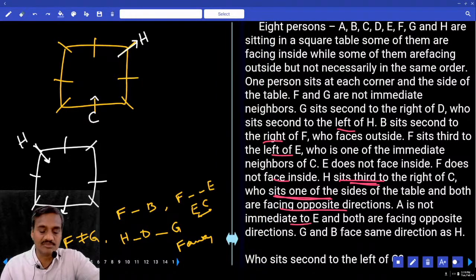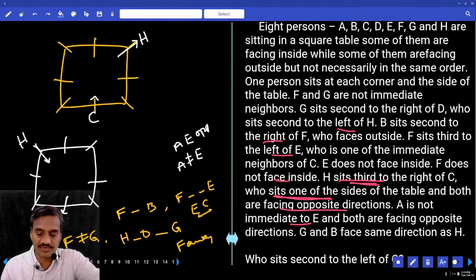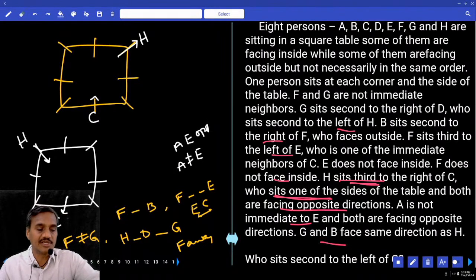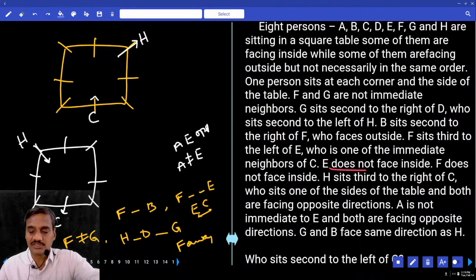And A is not immediate to E. A and E are not adjacent to each other, and both are facing opposite directions. G and B face the same direction as H. Now, E does not face inside.